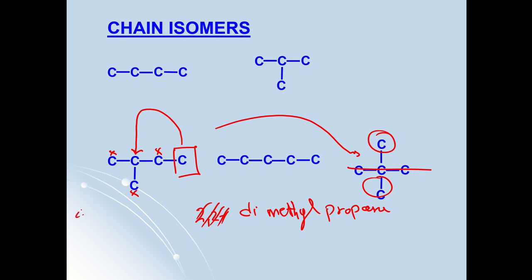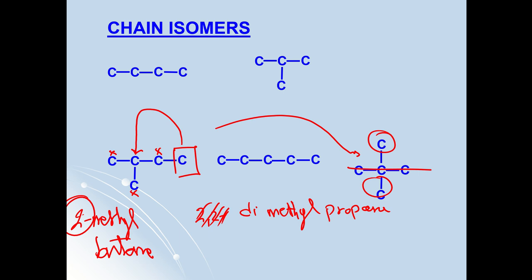I should have said earlier, I don't need to write my 2 here for my 2-methylbutane, because as we discovered, if it's a butane and there's a methyl group on it, it can only be on position 2. So methylbutane would have been quite fine there.